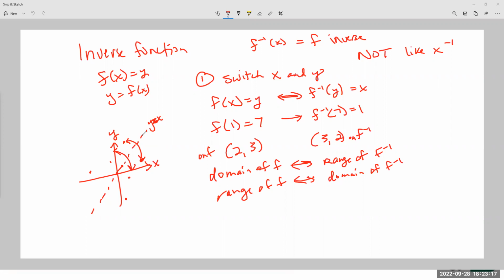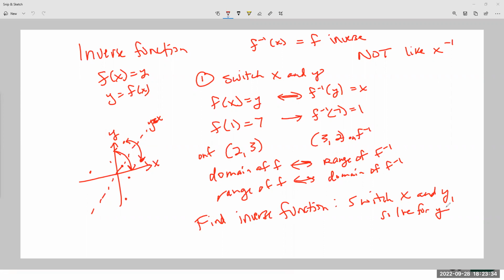So to find the inverse function, what you can do is you switch x and y and then solve for y. Or you can think of it as you're solving for x and then switching x and y. So that's one way to think of inverses.